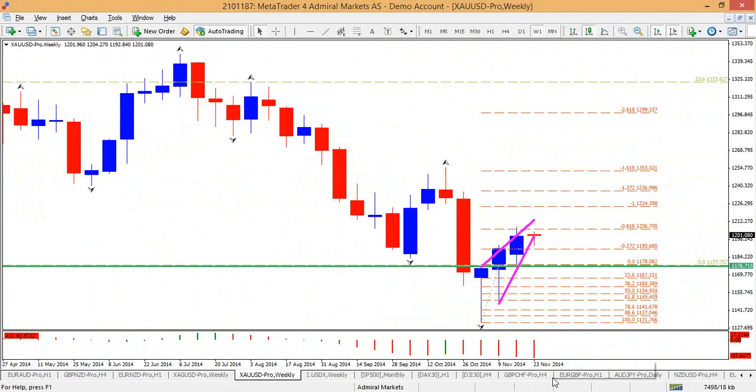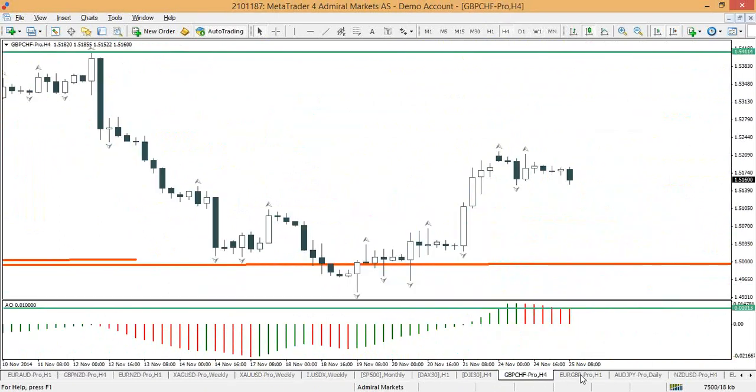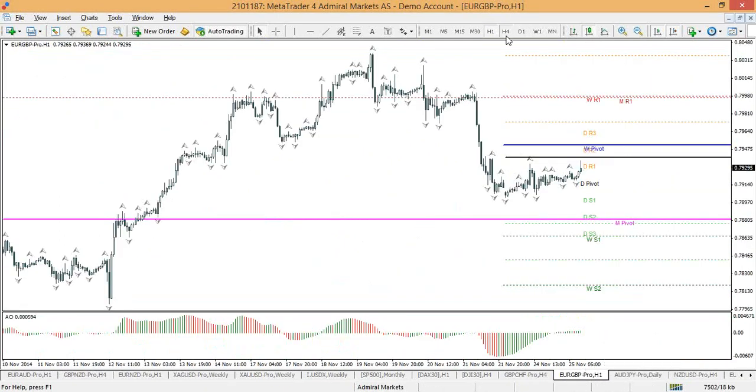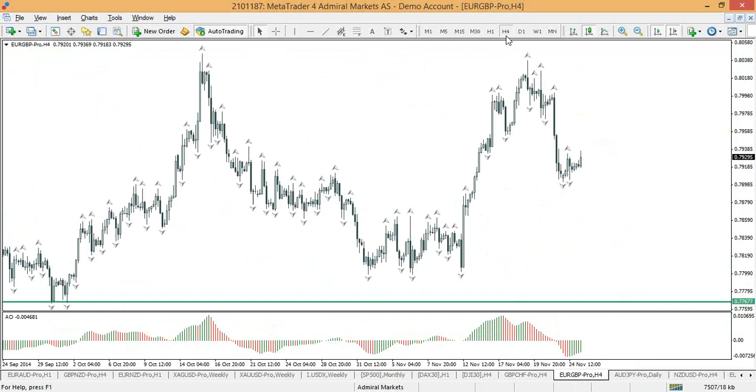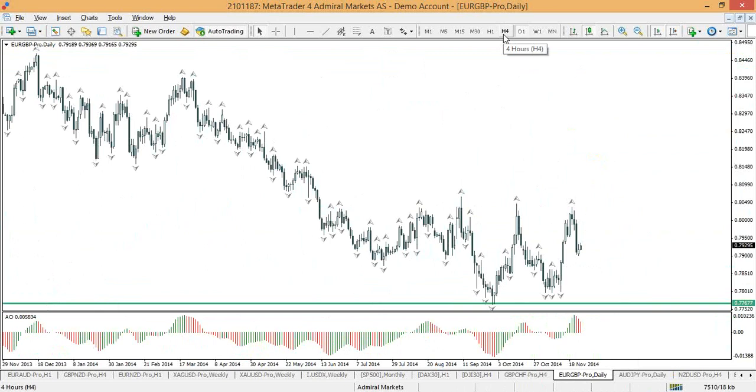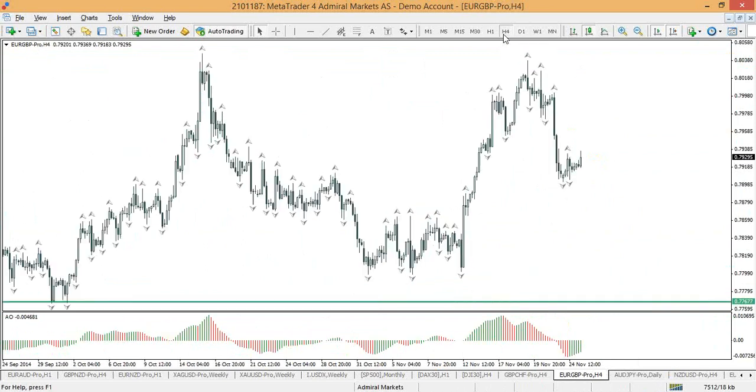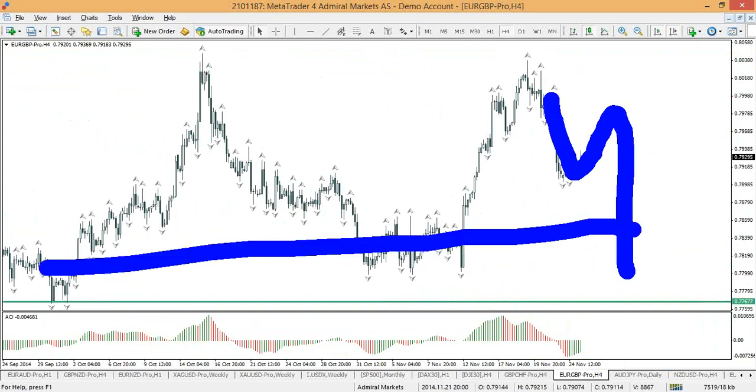Does anyone else have a pair in mind? I think we did look through almost all of them, in fact. Euro pound, I wouldn't be surprised if it moves up for one more rejection down to at least this bottom, personally.